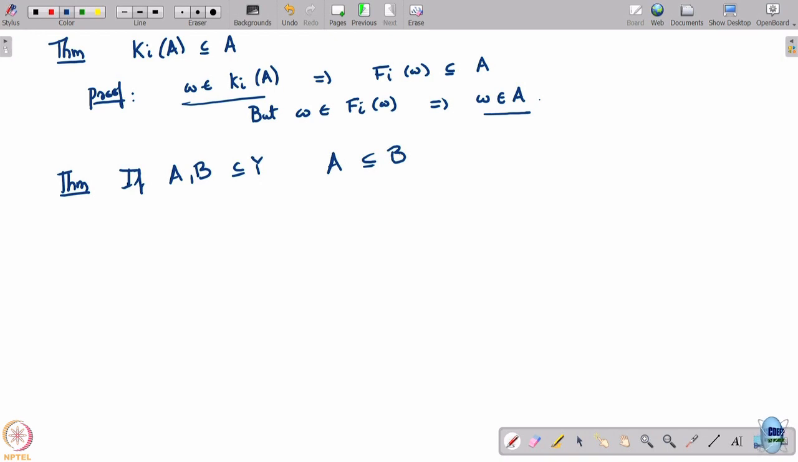What does the knowledge operator then say about knowing A and knowing B? So whenever you know A, you would also know B, right? And so for any player, Ki of A would always be a subset of Ki of B necessarily.